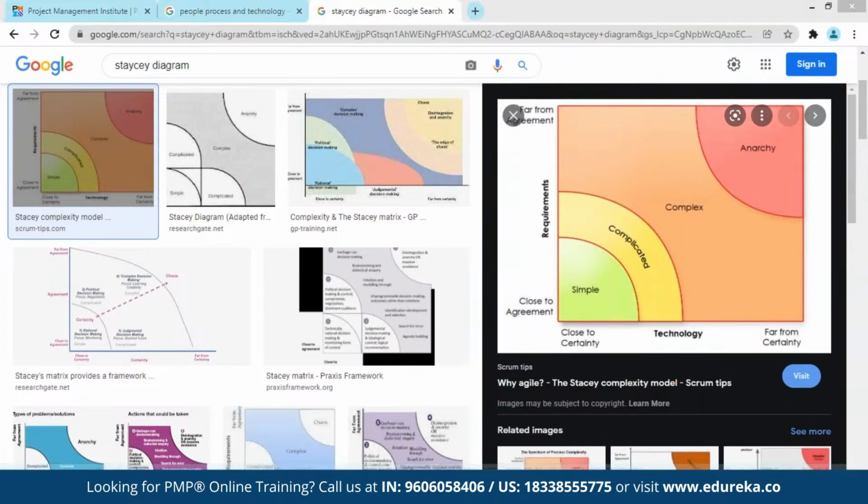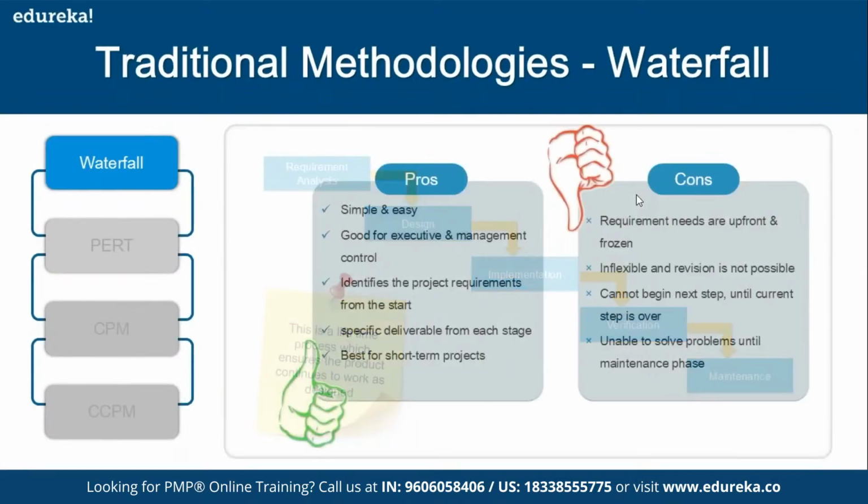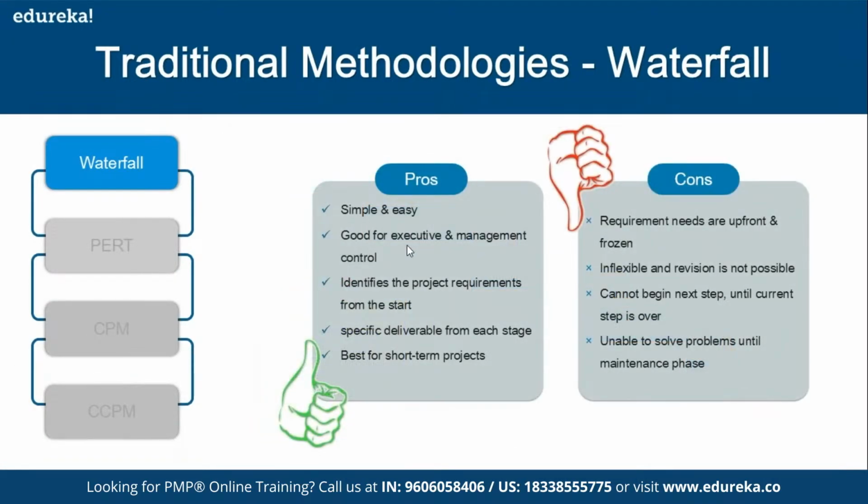Okay, all right, so that's about the waterfall model. Simple and easy, good for executive management control, primarily with a high level of visibility from the leadership. It identifies the project requirements from the start, with specific deliverables from each phase, and is best for short-term projects. So these are the benefits. What are the disadvantages or cons? Requirements need to be upfront and frozen. Now, this is the biggest problem that we have today.